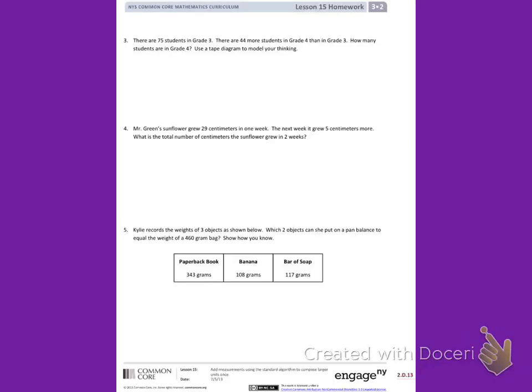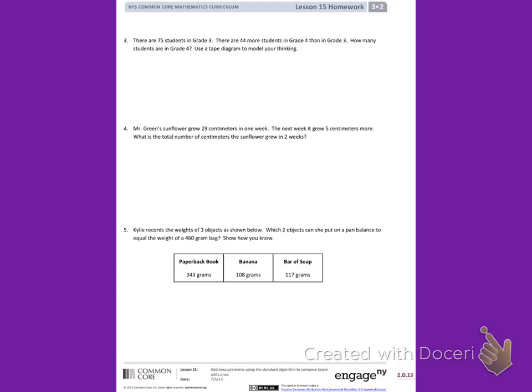Module 2, Lesson 15's objective is to add measurements using the standard algorithm to compose larger units once. Question 3 says, there are 75 students in grade 3. There are 44 more students in grade 4 than in grade 3. How many students are in grade 4? Use a tape diagram to model your thinking.